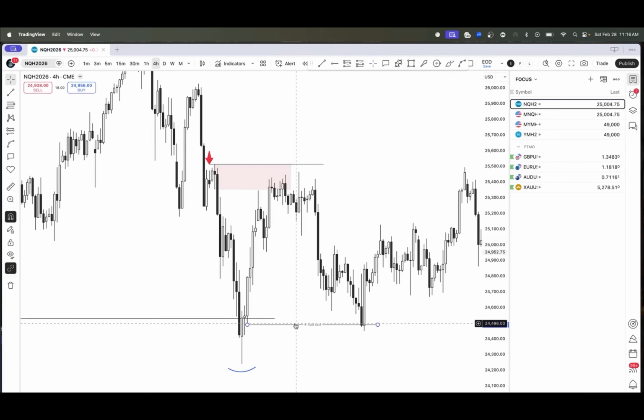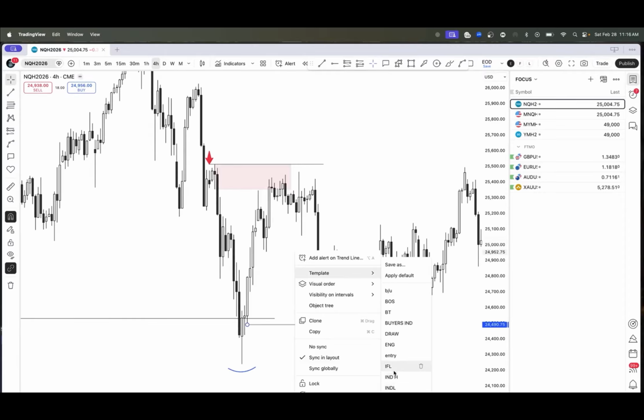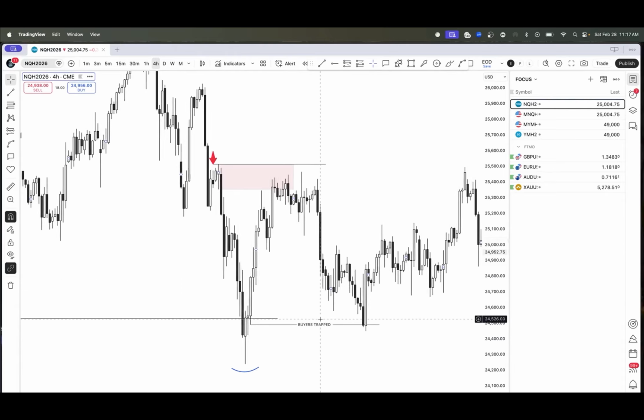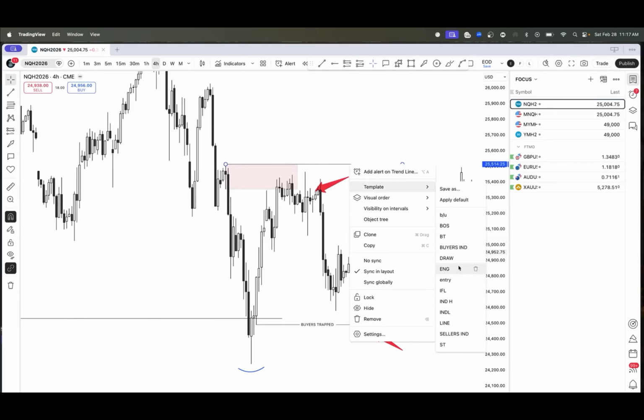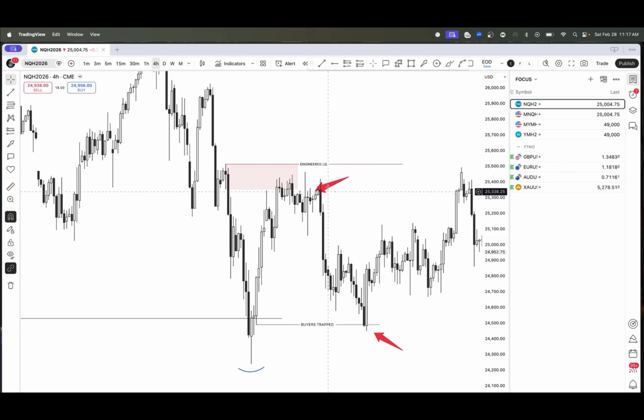So once we do that, that induces sellers into the market and it traps the early buyers. Since we trap the early buyers and induce sellers, now we can anticipate that we have engineered liquidity above here. So this whole move from here to here, that false sell-off is what we need to build liquidity for a potential target in the market. So engineering liquidity, cool.